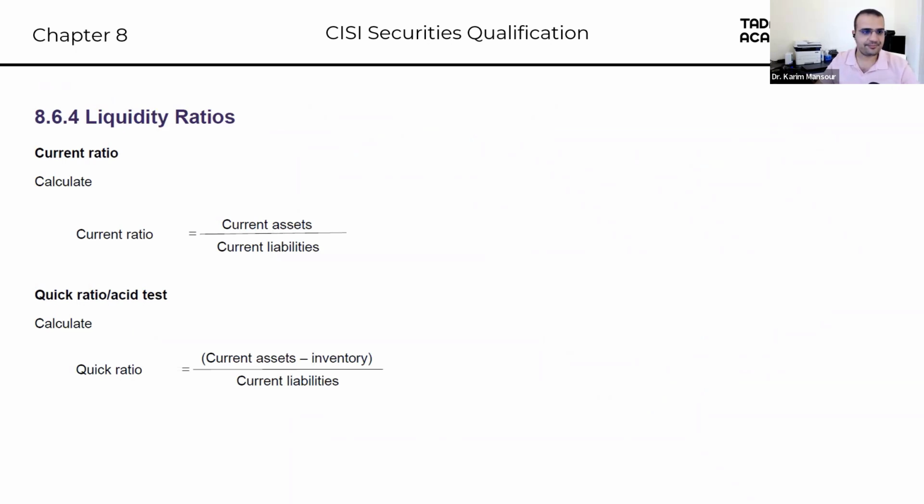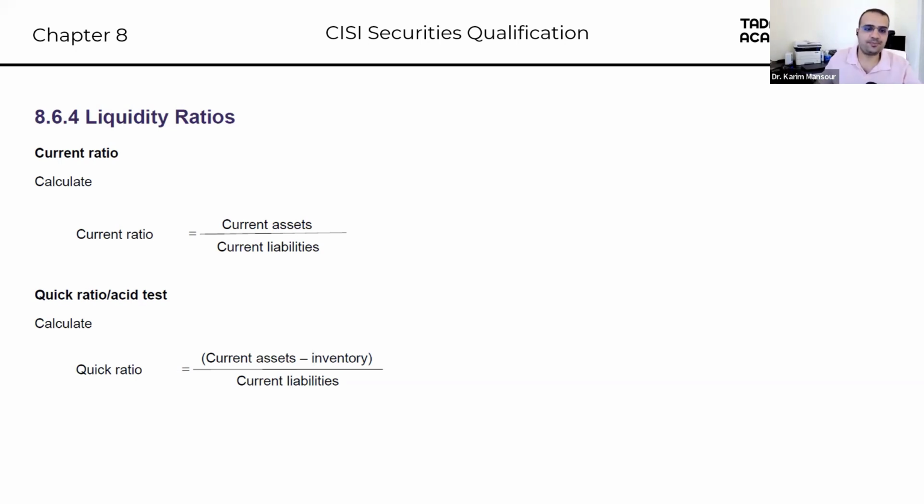Liquidity ratios. Here, we're not talking about the liquidity of the shares in the stock market. We're talking about the liquidity of the company. Does the company have enough cash to pay its short-term commitments? Do we have enough cash to pay salaries? Do we have enough cash to pay our suppliers? Do we have enough cash to pay the short-term interest debt? Do we have enough cash to pay whatever current liabilities come up?